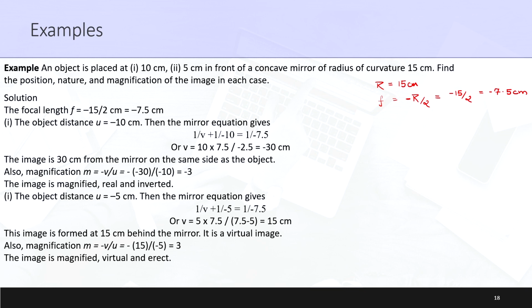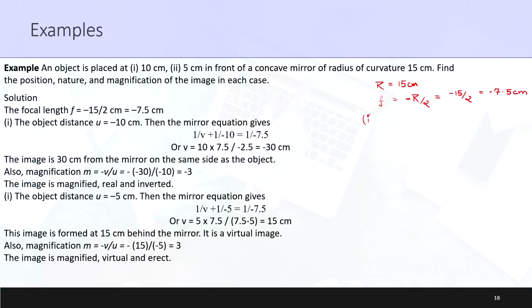Next, what is the actual thing which you need to calculate? Find the position, nature and magnification of the image. Basically, you need to find whether the image is real or virtual. Second, whether it is ahead of the mirror or back of the mirror, and what is its height. If you know its height, you can find out the magnification. Okay. Fine. So, let us move on.